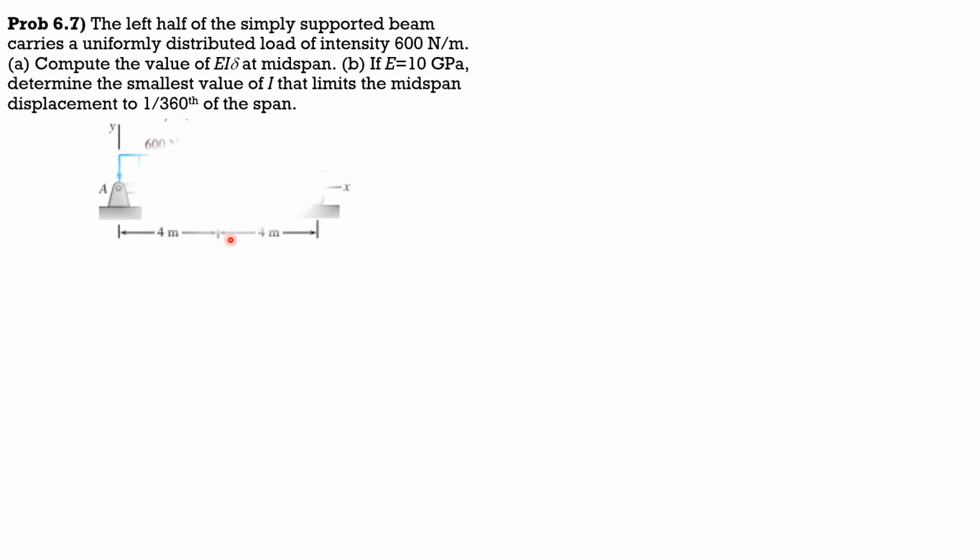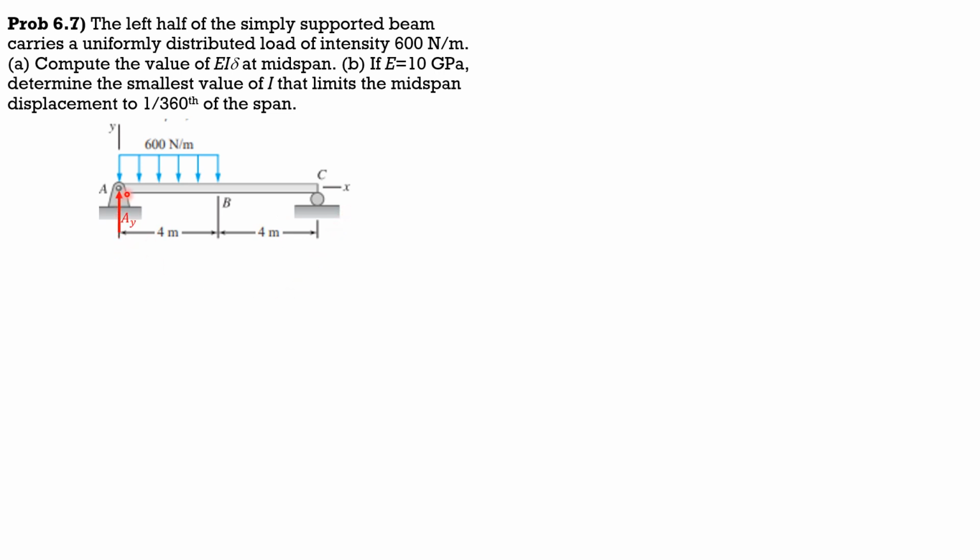The left half of the simply supported beam carries a uniformly distributed load of intensity 600 newtons per meter. So letter A, compute the value of EI delta at midspan. Letter B, if the modulus of elasticity is 10 gigapascals, determine the smallest value of moment of inertia that limits the midspan displacement to 1 over 360th of the span, or L over 360. So here is a given figure.